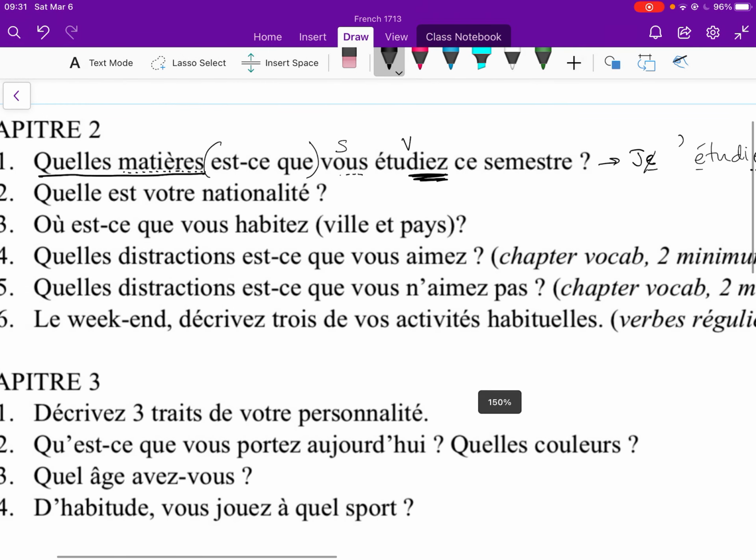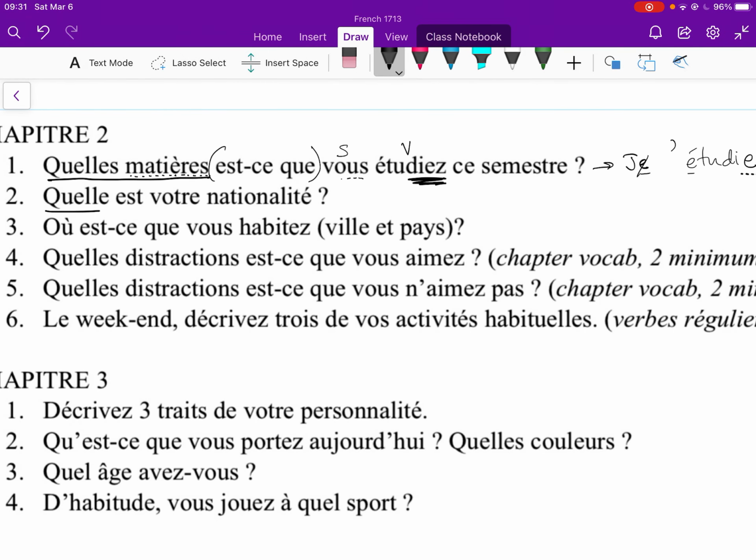Numéro 2, quelle est votre nationalité? Question word here. Verb is est, which is a form of être. Votre nationalité, your nationality. So you want to turn this around and create a full sentence with a subject and verb describing your nationality. Be careful because nationalities are adjectives, so they need to make agreement with the subject. So if you are a feminine person, then you need to make sure that your nationality has feminine ending and spelling and the appropriate pronunciation, and vice versa for masculine.